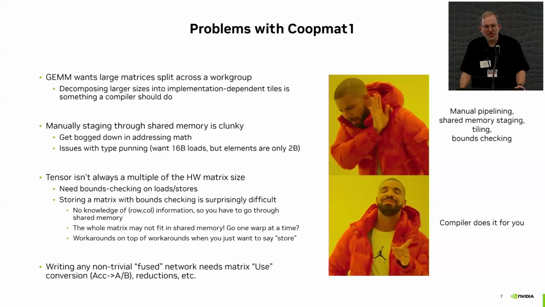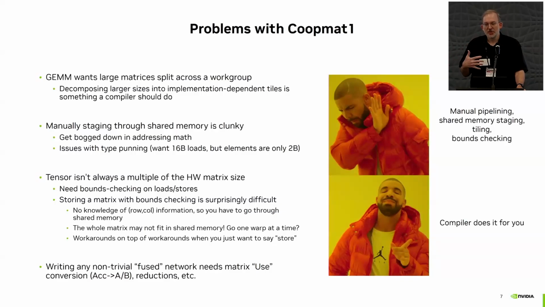This example I showed, it didn't include bounds checking. So even, I said it was too complex already. It didn't have bounds checking. In the real world, the tensor size in memory is not always a multiple of your tile size. And so you do have to have bounds checking along the edges. And if you think about even something that should be really simple, like I just want to store my result matrix out to memory, the built-in function for store doesn't do the bounds checking.